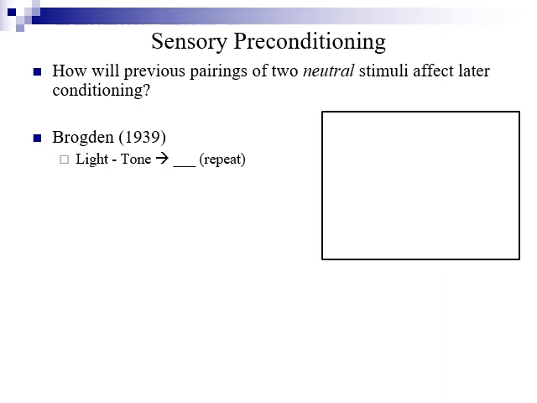Brogden started off by pairing a light and a tone. Both of these are neutral stimuli. They didn't elicit anything. It's just light followed by a tone, and that's that. This is with rats, by the way. So the light turns on, turns off, the tone turns on, turns off, and nothing else happens.